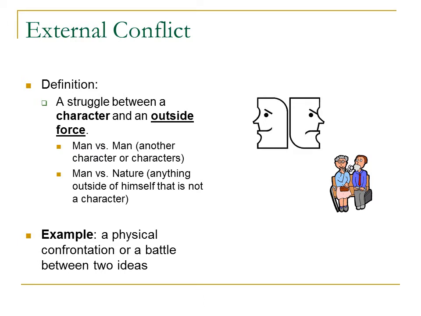External conflict is a struggle between a character and an outside force. It takes two forms, either man versus man, where we have two characters struggling with each other, or man versus nature. And this is where man is struggling with anything outside of himself that is not another character. An example would be a physical confrontation or a battle between two ideas.